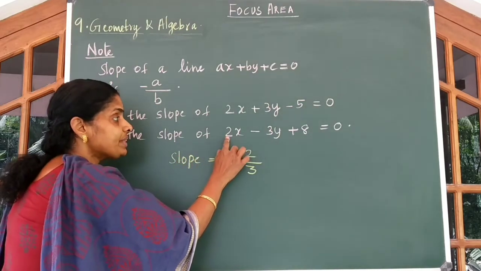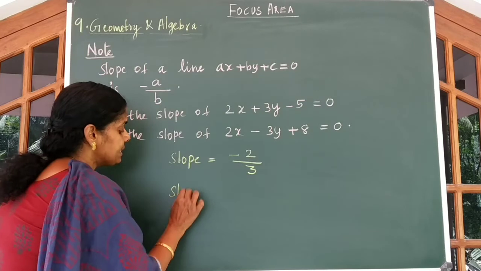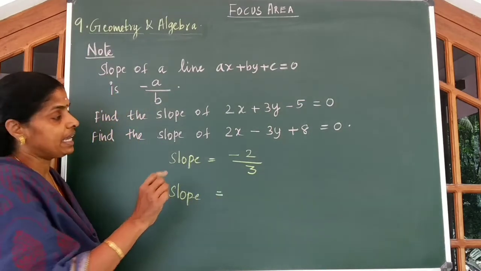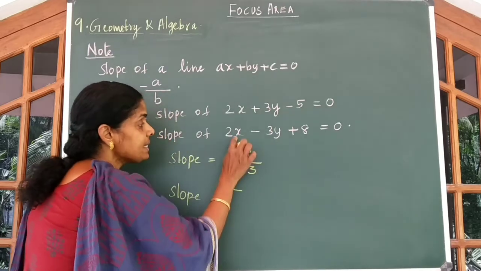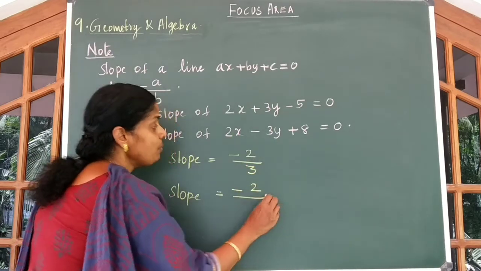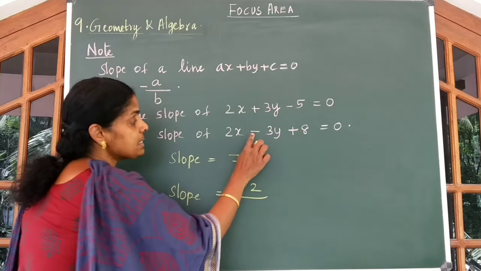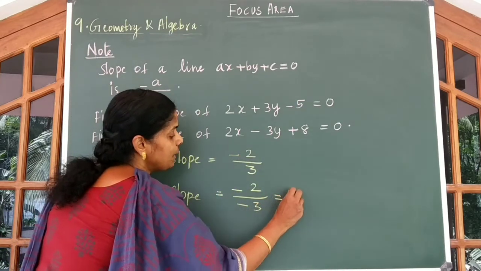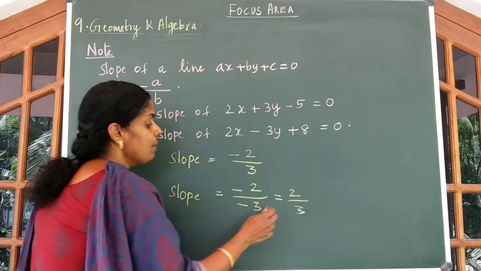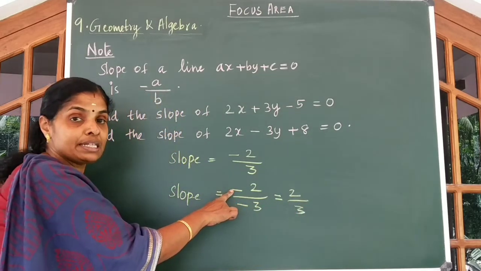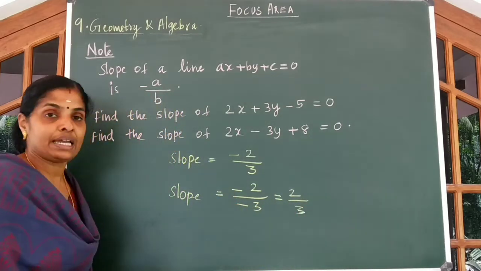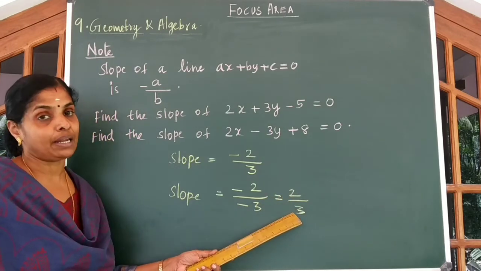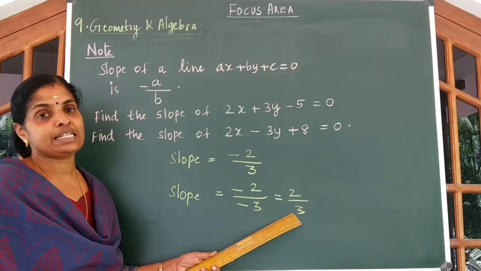And the slope of the second line. Let me write the slope of the second line. Here the slope of the second line is minus a value, which is 2, but the b value is minus 3. So the slope will be equal to 2 by 3. The minus sign in the numerator gets cancelled with the minus sign in the denominator, and so the slope is 2 by 3. One more point you should understand, children.